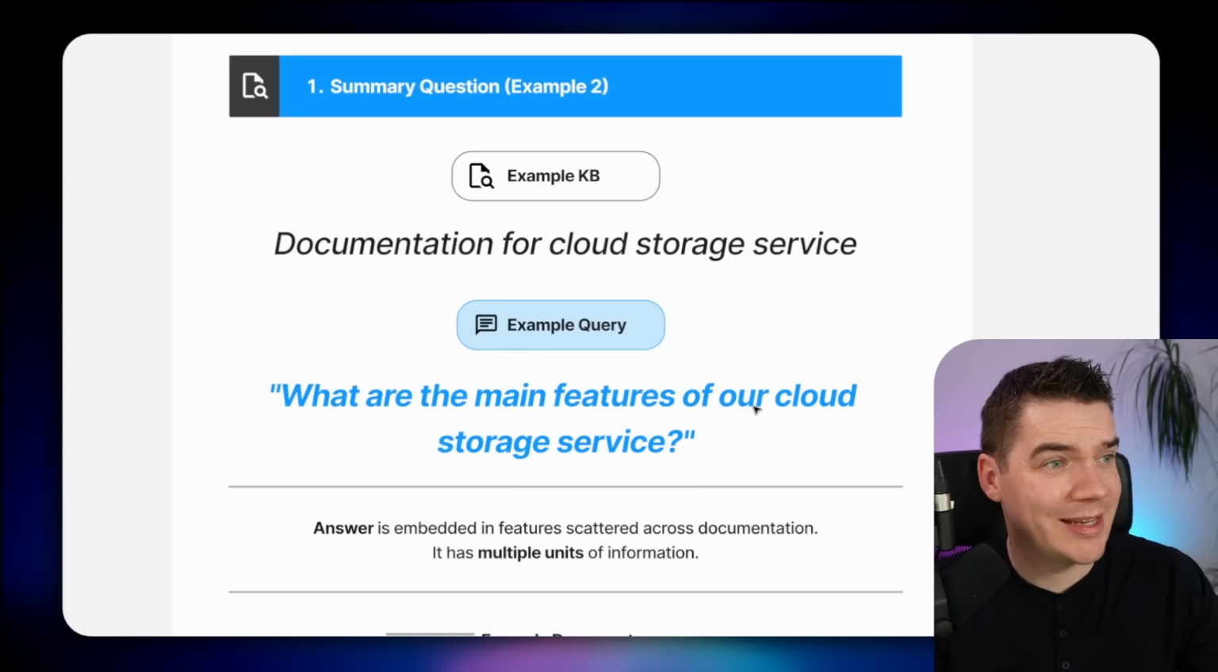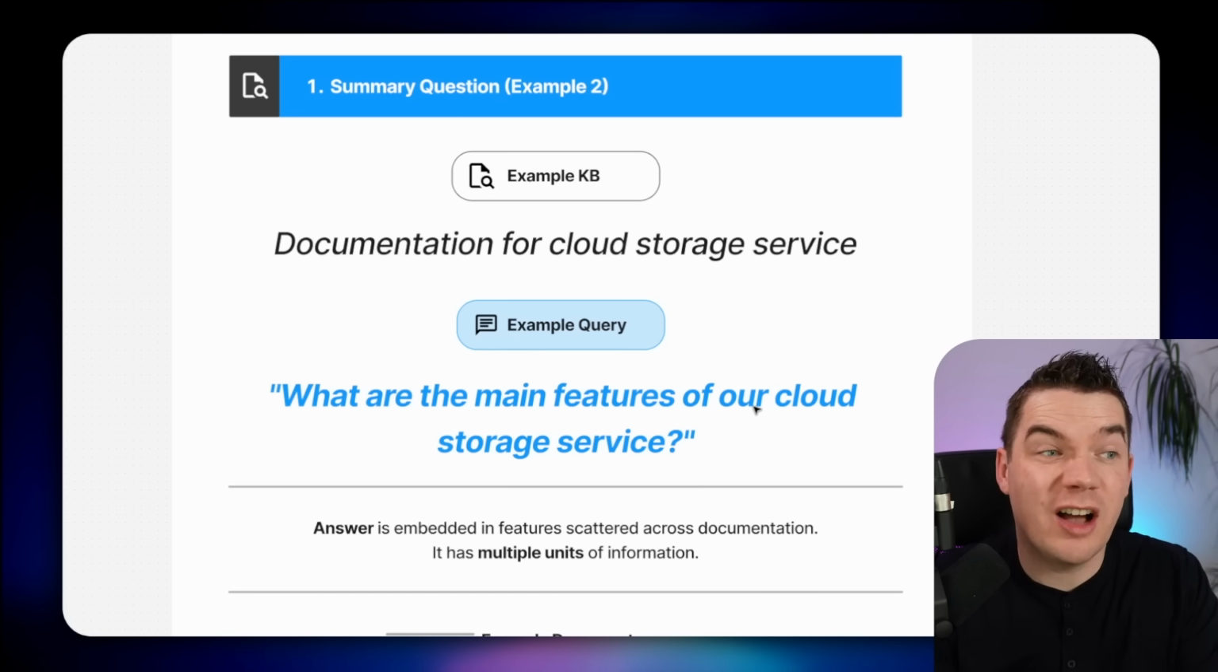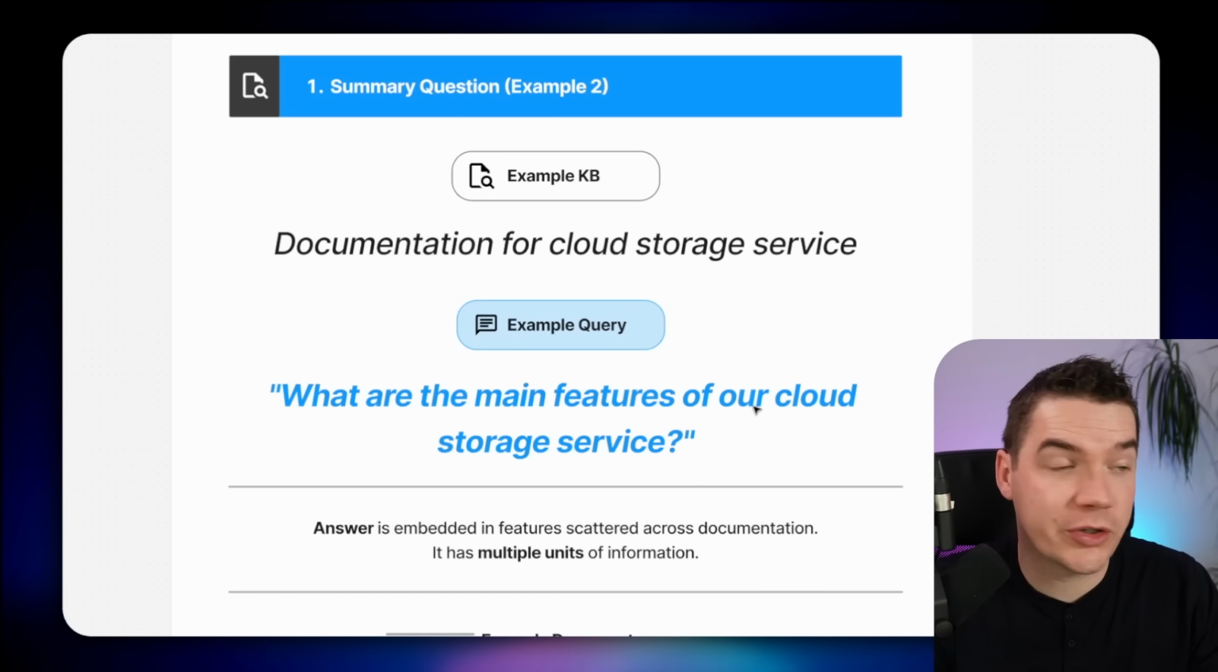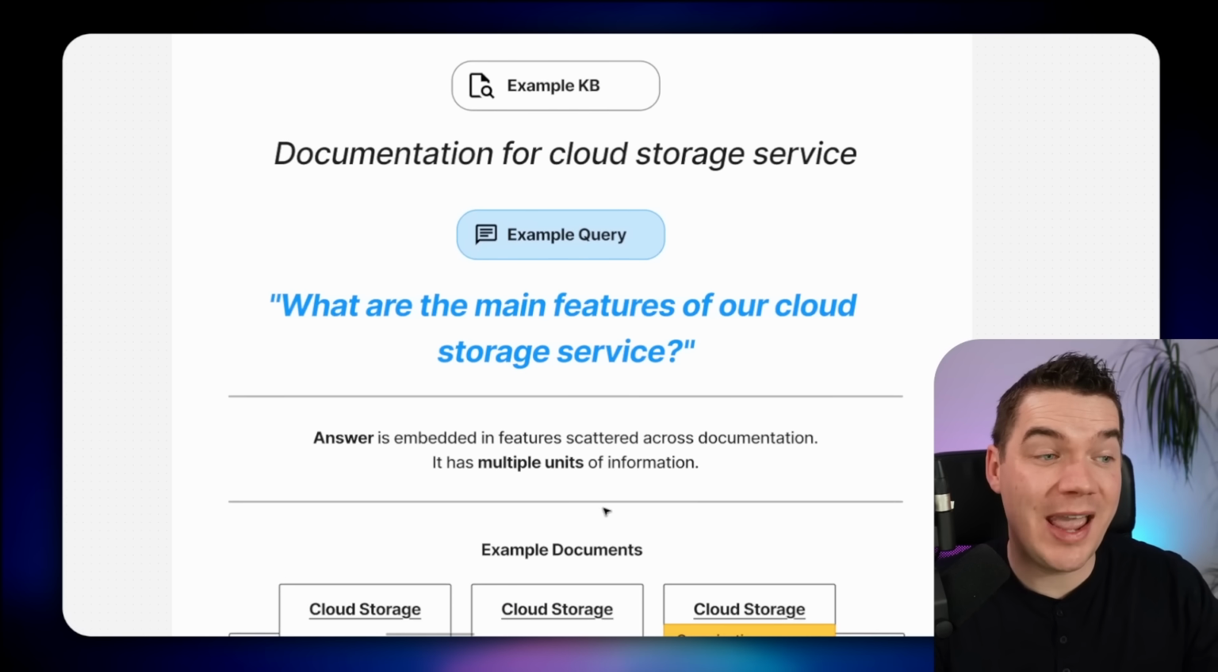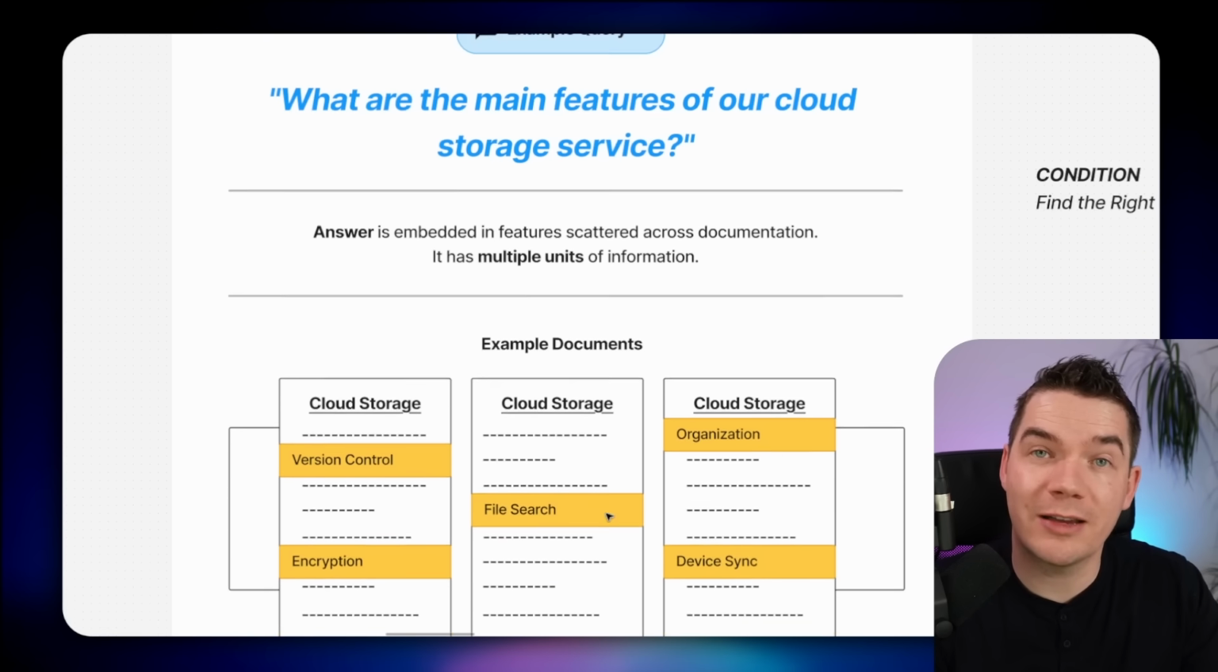Another example is, let's say we have a knowledge base of documentation for a cloud storage service, and the question might be, what are the main features of the service? The answer could be embedded in features scattered across the documentation.